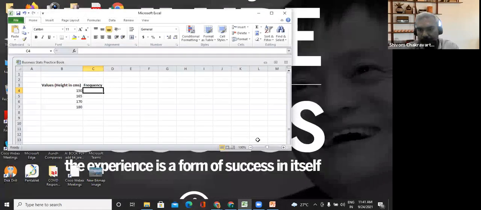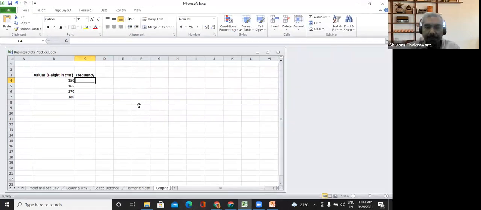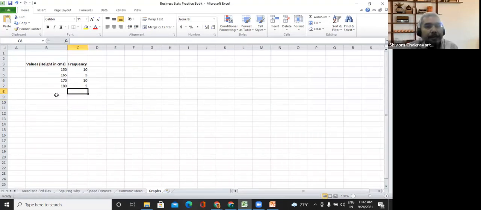So, frequency. Suppose less than about 20 people. Say 10 people have this height, 5 people have this height, and then again 10 people have this height, and 5 people have this height. We have taken very simple numbers for frequency. Now we want to draw a histogram for this data.